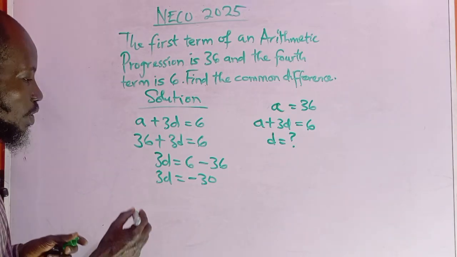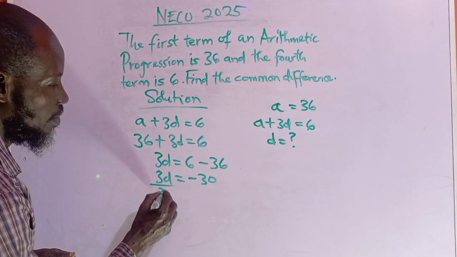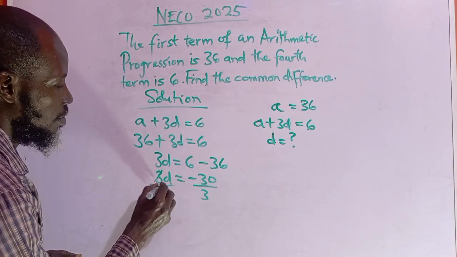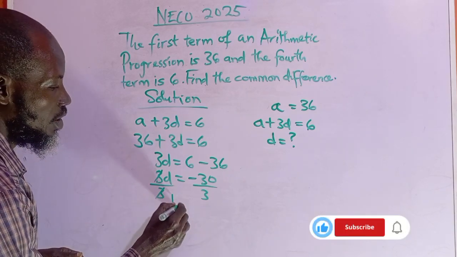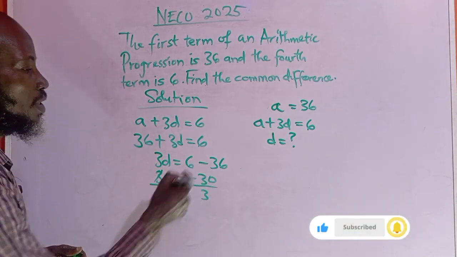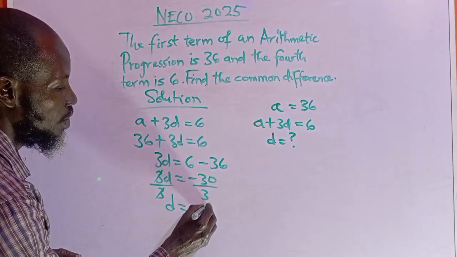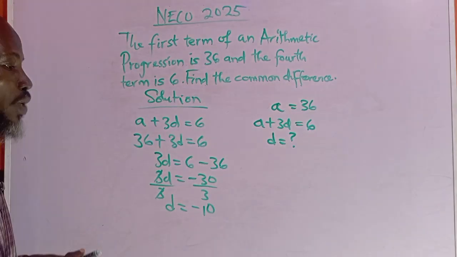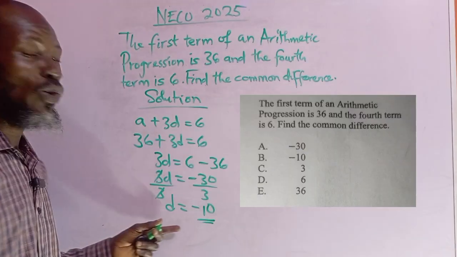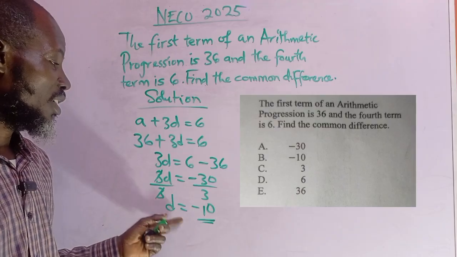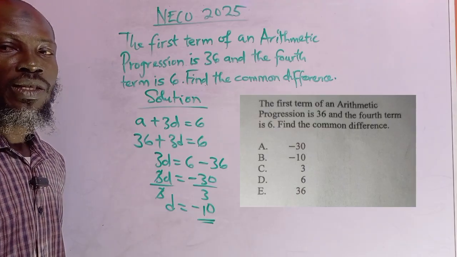We can now divide both sides by 3. So D is equal to, how many 3s can we get in that? That will be minus 10. So we can see from here that the value of the common difference, which is D, is equal to minus 10.